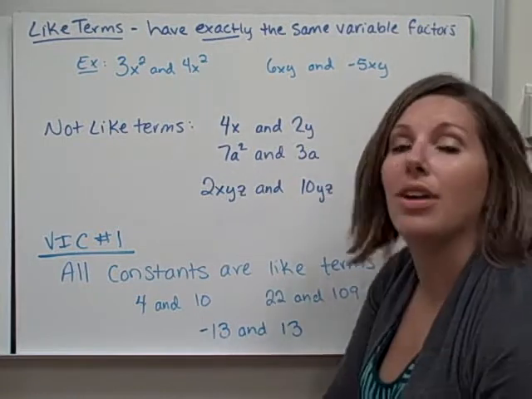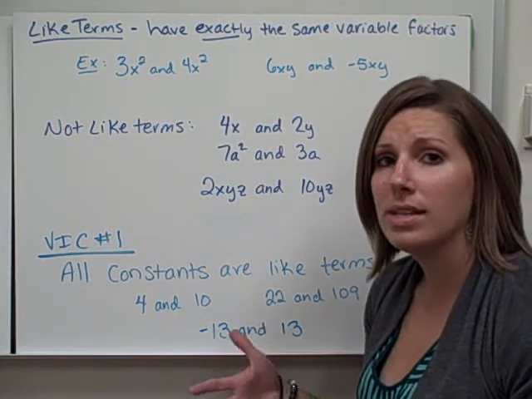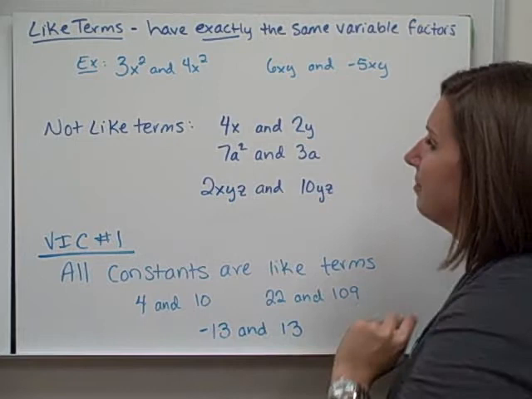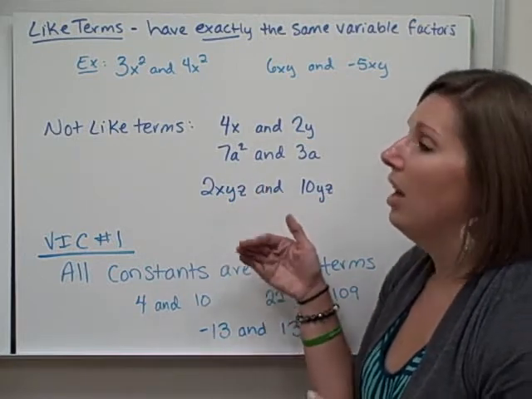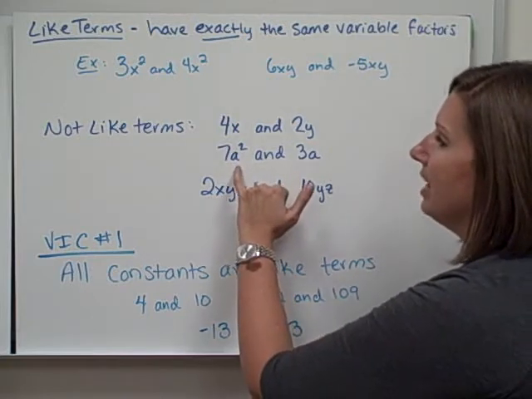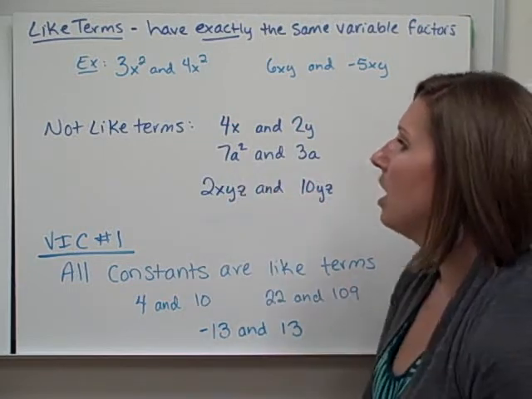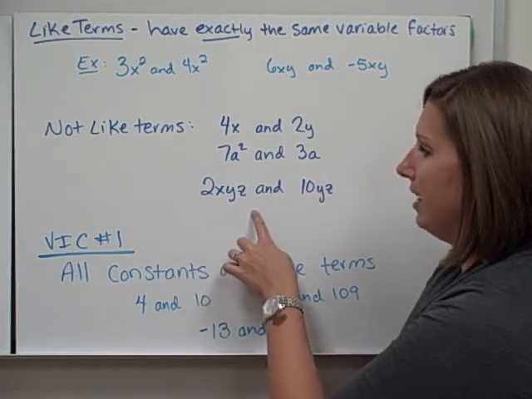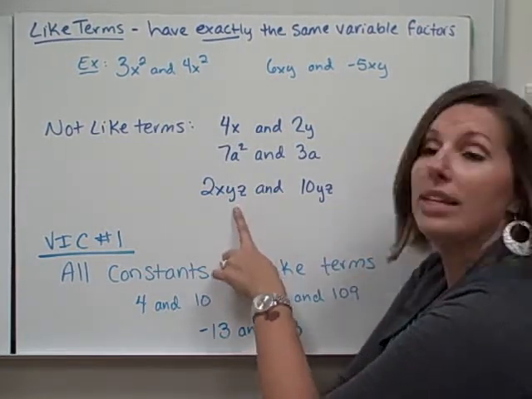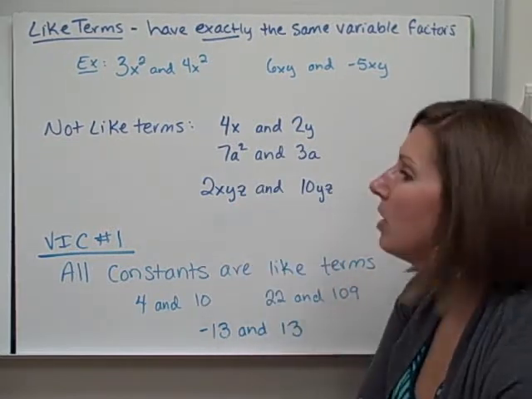Here are some examples that are not like terms. 4x and 2y. One has an x, one has a y. They are not like terms. 7a squared and 3a. Well, they are similar, but they're not exactly the same variable factors. One has an a squared, and one is just plain old a. These are not like terms. And then we've got 2xyz and 10yz. Well, this one has an x in it, this one does not, therefore they are not like terms.